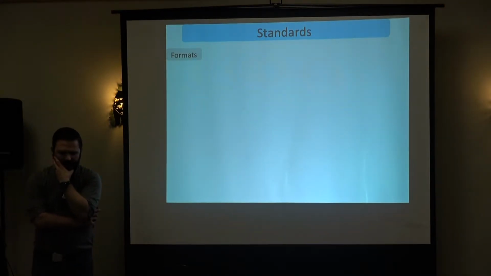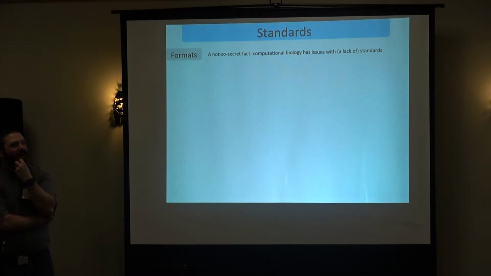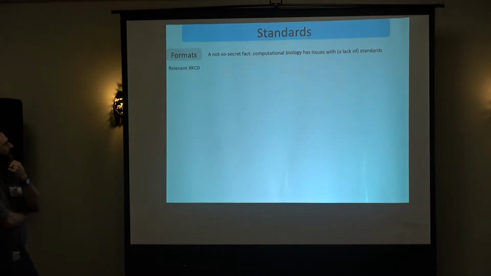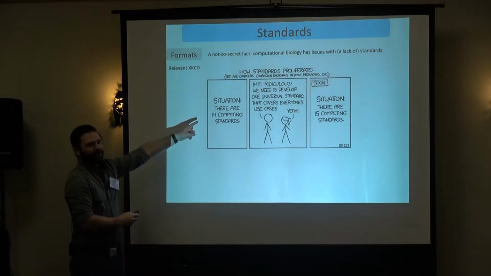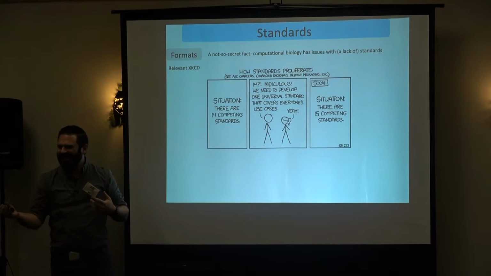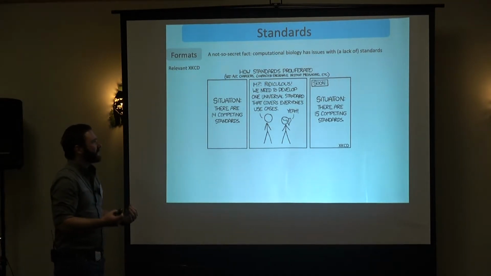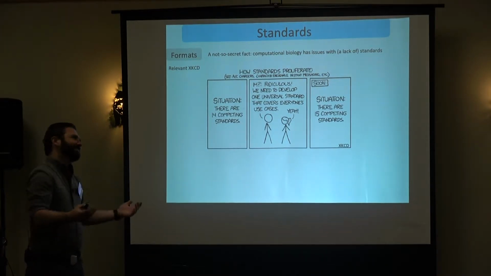Standards, standard identifiers, standardized formats. It is a not so secret fact that computational biology has an issue with formats. What percentage of our time is devoted to just converting from one format to another? And so it's a great time for a relevant XKCD. Situation: there are 14 competing standards. 14? Ridiculous. We need to develop a new standard that covers everybody's use case. Later, situation: there are 15 competing standards.